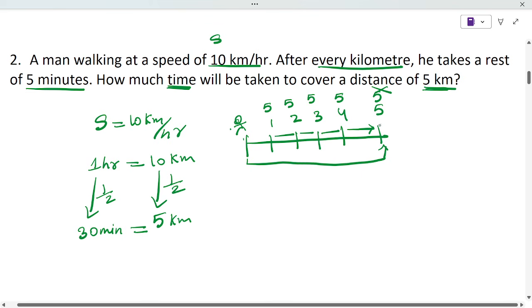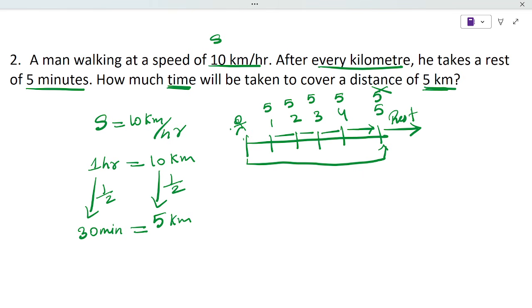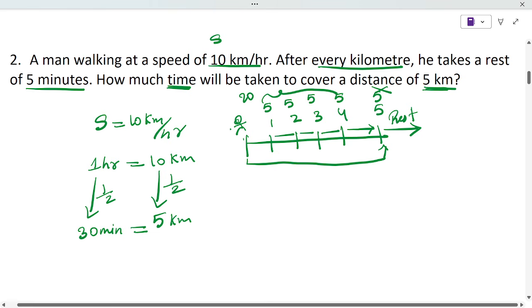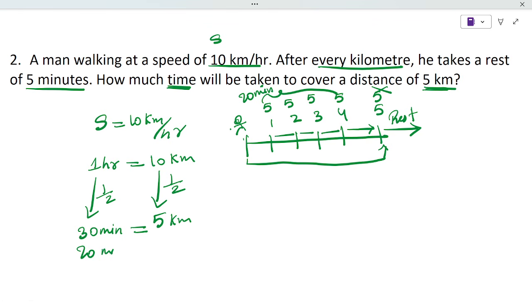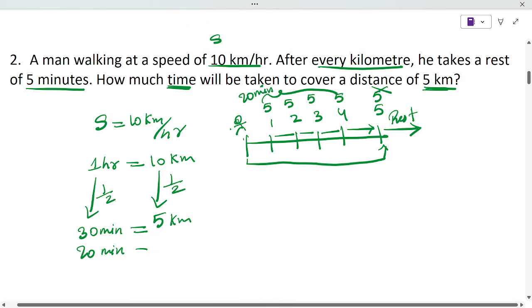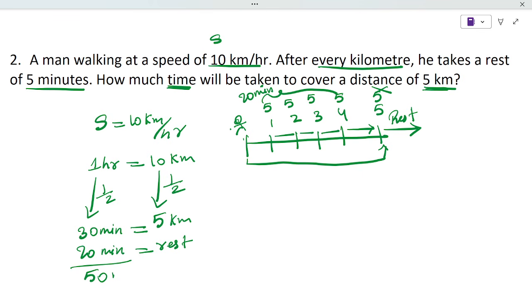After reaching the destination, it's only rest. So we don't require 5 minutes rest after reaching the destination. The whole time will be rest only. So we will add only this part. So 5, 5, 5, 5, that's 20 minutes. So here we'll add 20 minutes for the rest part. So the answer will be 50 minutes. That will be the answer.